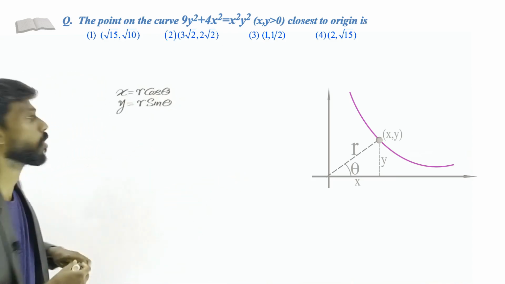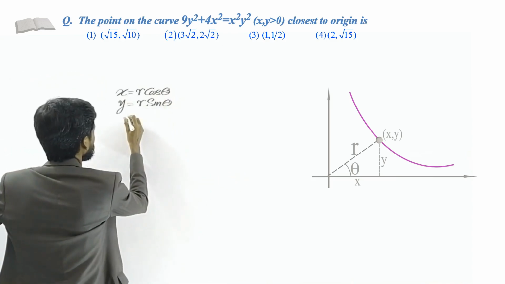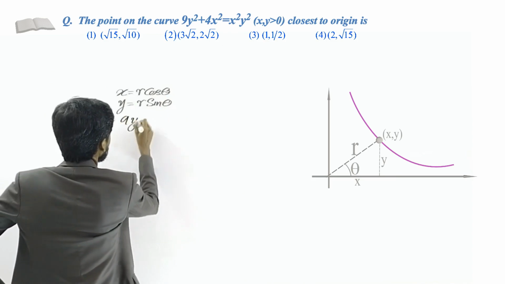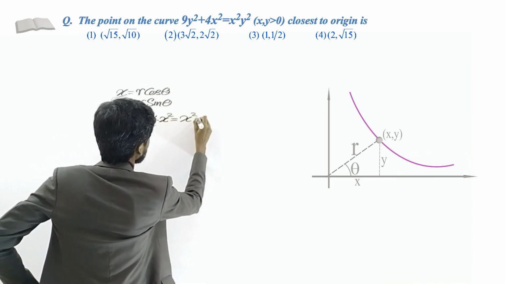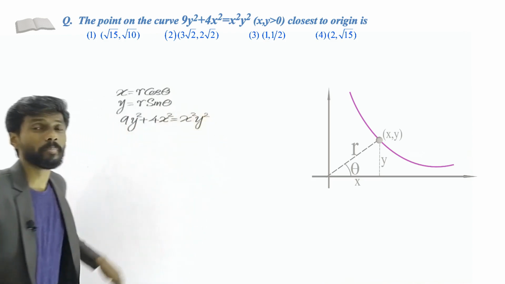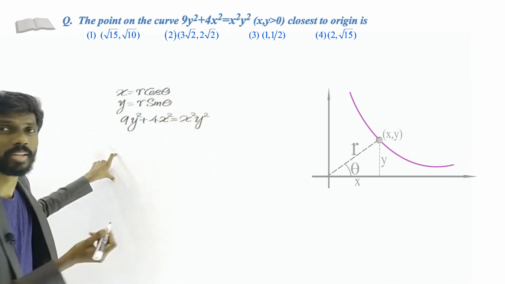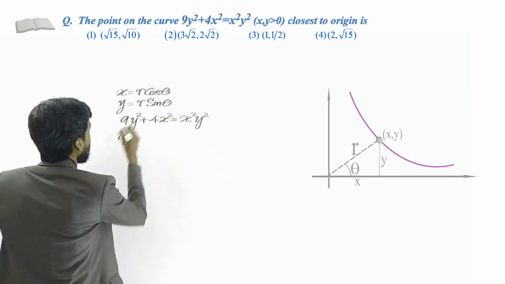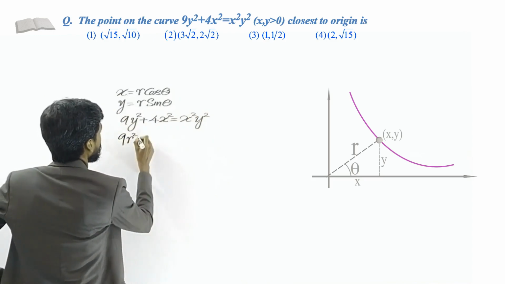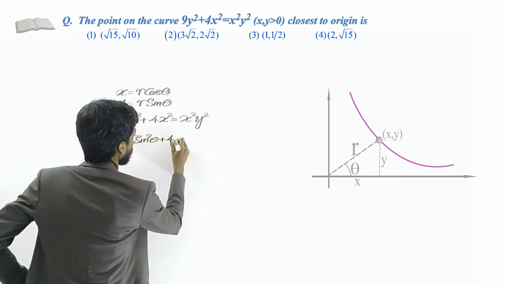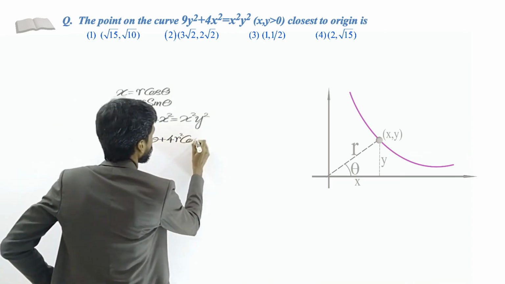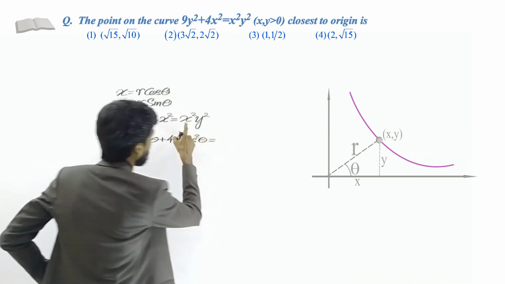So let us substitute. The equation of the curve is given to be 9y squared plus 4x squared equals x squared y squared. This point lies on the curve, so it will satisfy that equation. So 9 r squared sine squared theta plus 4 r squared cos squared theta equals x squared y squared.